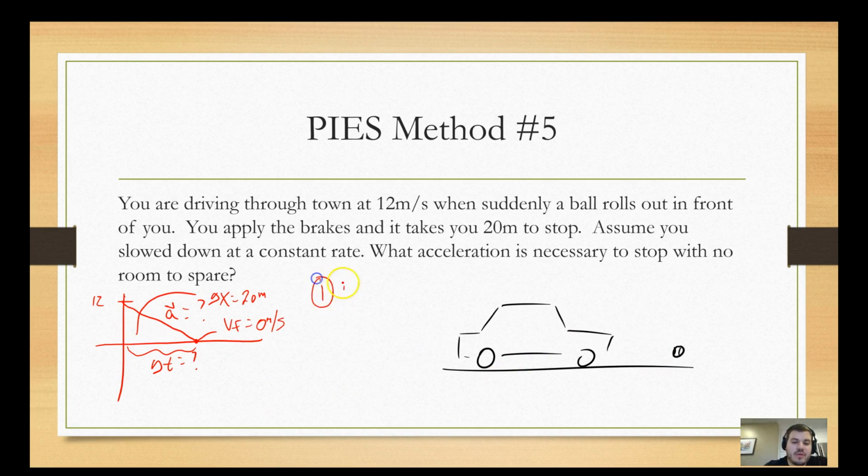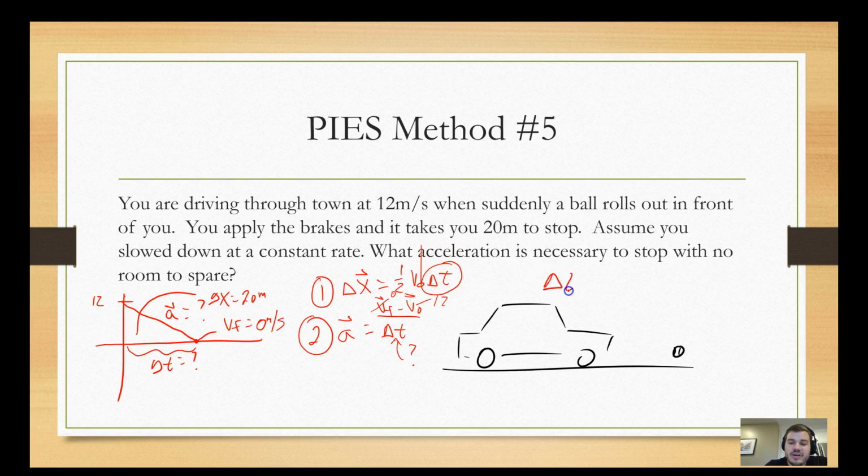What acceleration is necessary to stop with no room to spare? So I always like to still start with the displacement equation, which is 1/2, this time v initial times delta t. And then for the acceleration, remember it is v final minus v initial over the change in time. So to find the acceleration, we need to know v final, which we do, it's 0. We need to know v initial, which is 12. And we need to know the time, which we unfortunately do not know.